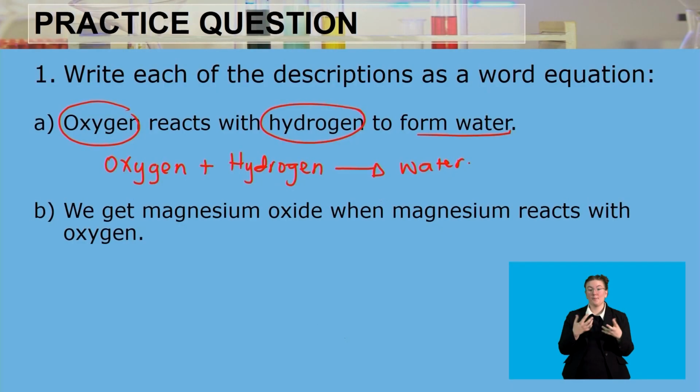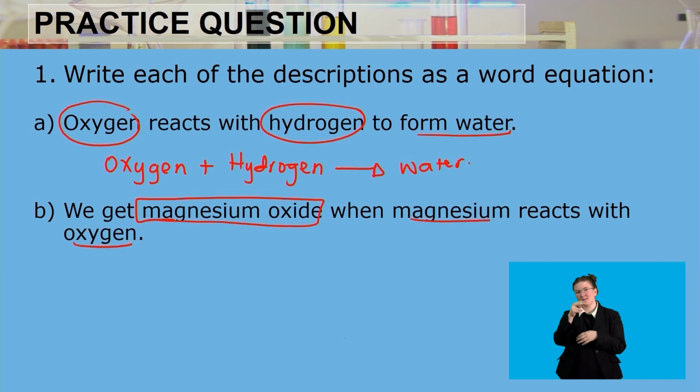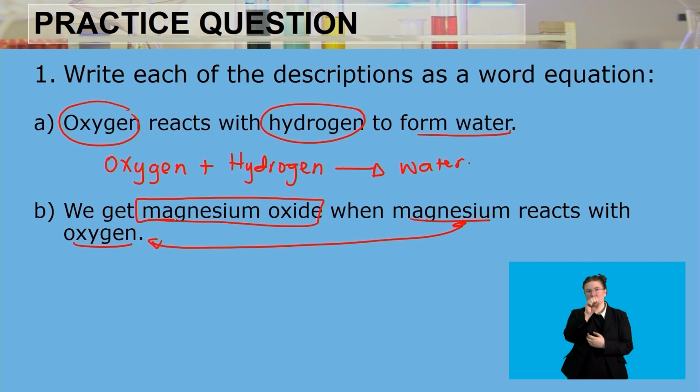Now the next description says, we get magnesium oxide when magnesium reacts with oxygen. So magnesium oxide is what we are going to get when magnesium reacts with oxygen. So the magnesium must react with oxygen to produce the magnesium oxide, which then means magnesium plus oxygen are your reactants, and they are written on the left-hand side of the arrow, and the magnesium oxide is your product that is going to be written on the right-hand side of the arrow.